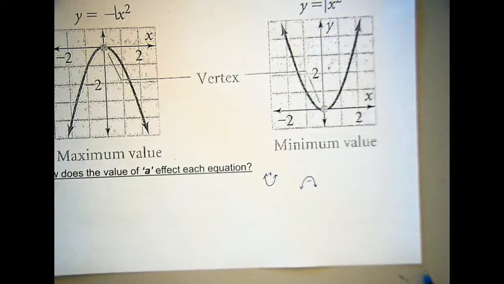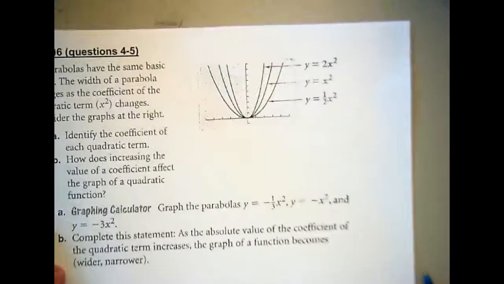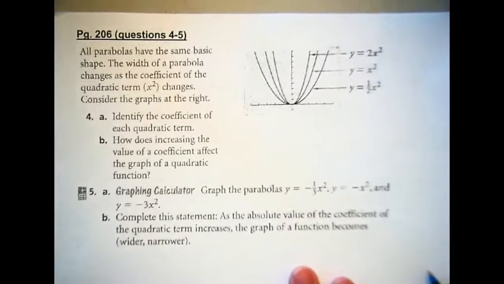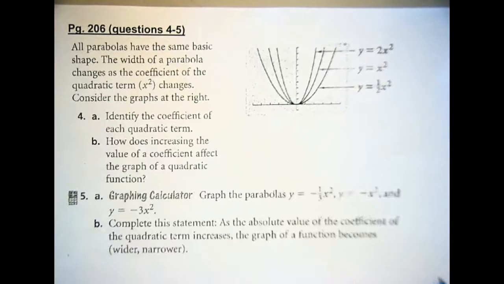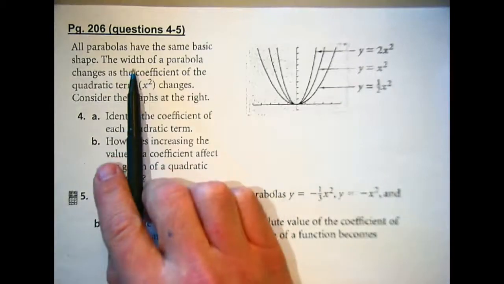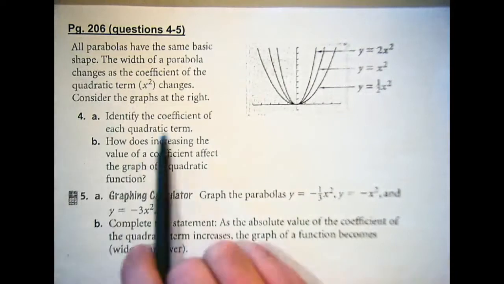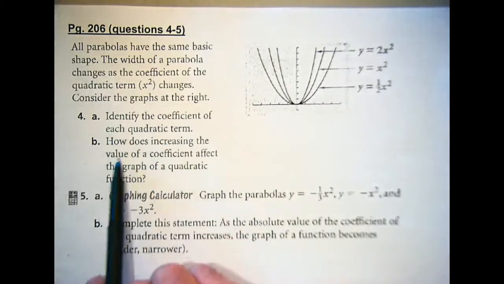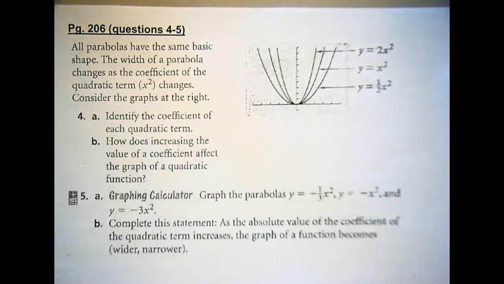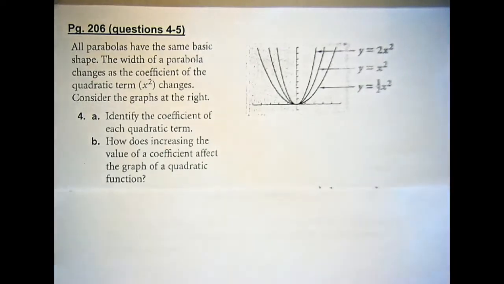So if I take a look at page 206, you guys don't have to use your book, but you can look up here, or you could turn to 206 if you have your book. Okay, questions 4 and 5 say all parabolas have the same basic shape. The width of the parabola changes as the coefficient of the quadratic changes. Identify the coefficient of each quadratic, and how does increasing the value of the coefficient affect the graph of the function. Right, now I want you to take a look at number 4A and B. Answer those two questions with your neighbor there.